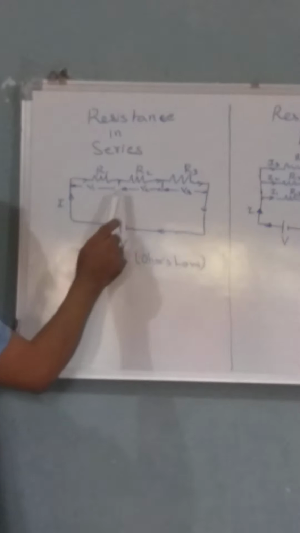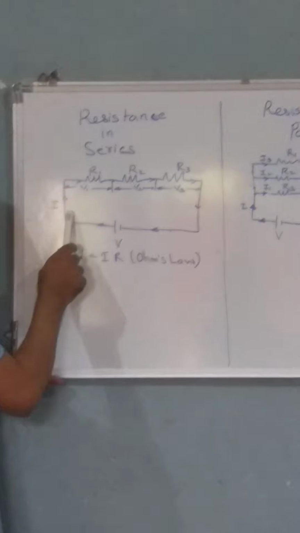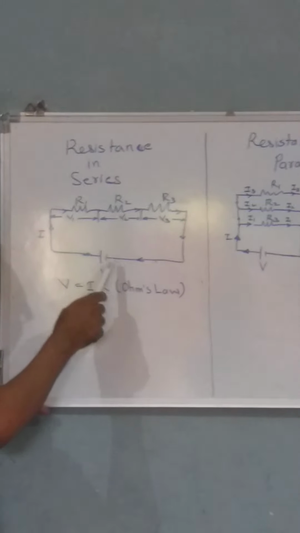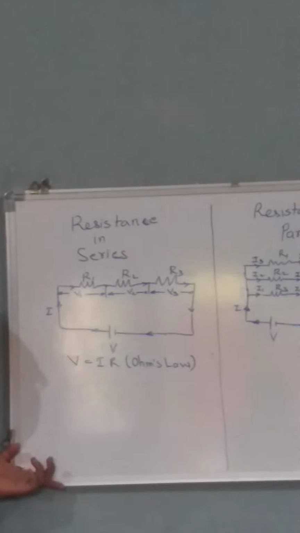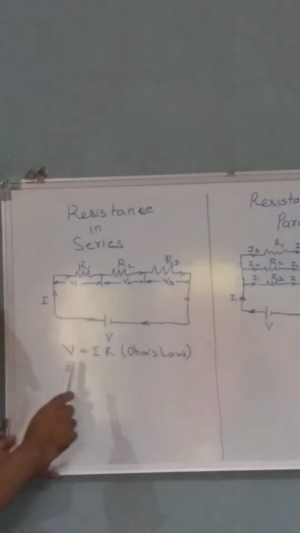When two or three resistances are combined, for simplicity I have taken three resistances, R1, R2, R3. Current I flows through the circuit, and V is the voltage source, the battery, which produces the current I. First, we'll derive the result when the resistances are in series.